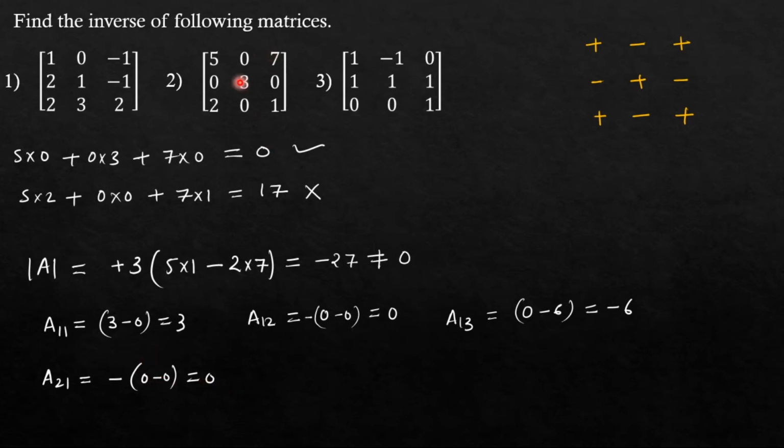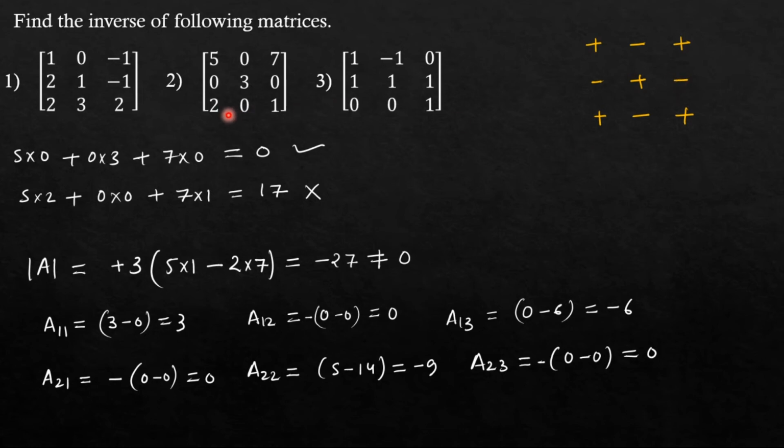Now come to this element 3. That is A22. You get 5 minus 14. How? I will neglect this column and this row. 5 into 1 minus 2 into 7. 5 minus 14, minus 9. Now this element A23. This 0. I will neglect this row and this column. So 5 into 0 minus 2 into 0. So 0 minus 0 with minus sign, we get 0. At this position we have minus sign.